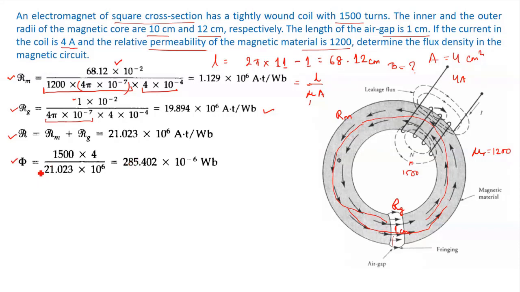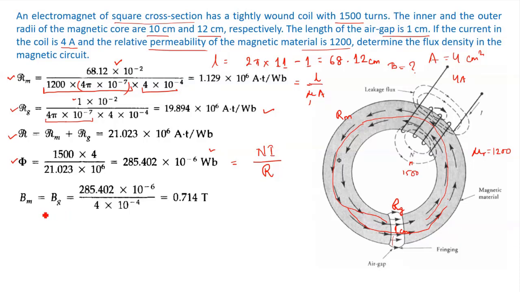We already know phi is equal to Ni, that is MMF divided by the reluctance. So the total reluctance we know, right? And the MMF is 1500 into 4 ampere. So that will give me the flux passing through this electromagnet, that is 285.402 into 10 to the power minus 6 Weber.